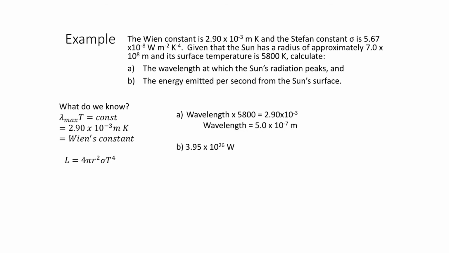And then for the energy emitted per second, we can then plug in some numbers. So the luminosity in a calculator: 4 times 3.14 times the radius squared, which is this value here, times sigma 5.67 times 10 to the minus 8, and then the temperature to the power of 4, which is 5,800 to the power of 4. And that then gives you the answer of 3.95 times 10 to the 26, and our unit, watts.